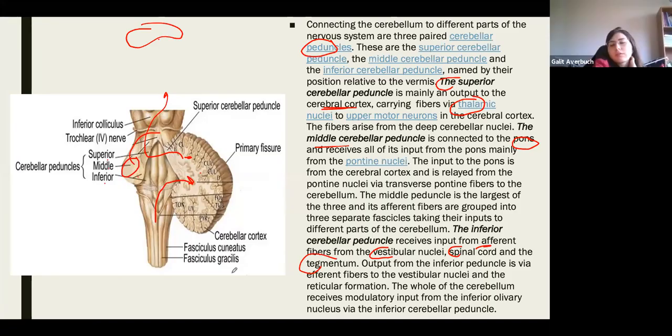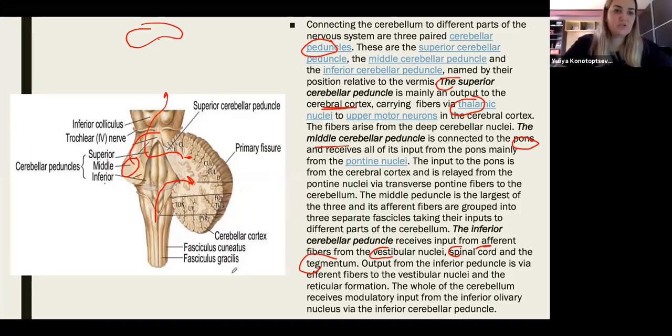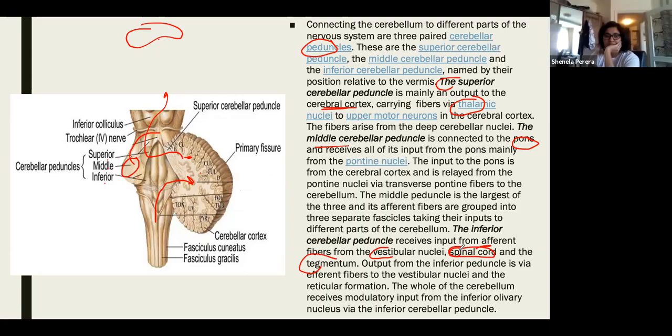The inferior, right? Because inferior has the connection with the spinal cord. Very easy. In which peduncle will pontocerebellar axons be? Middle. Middle. Okay.